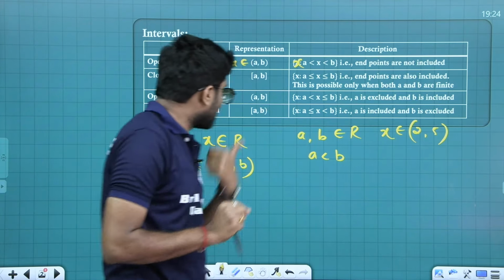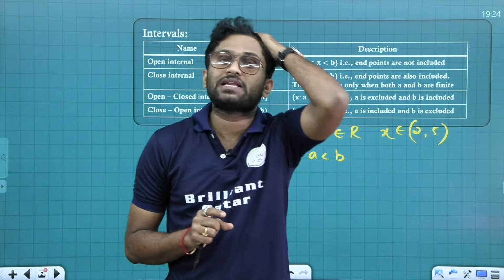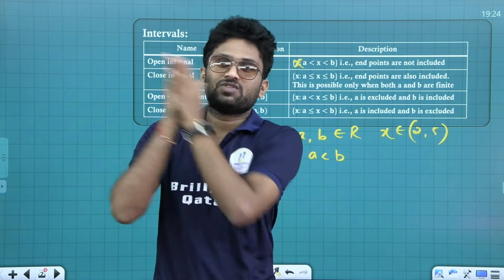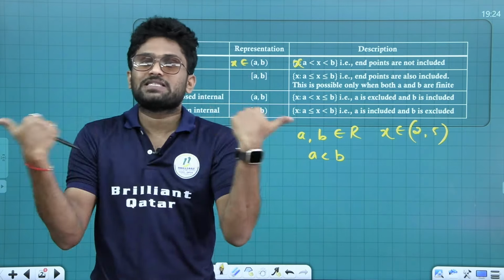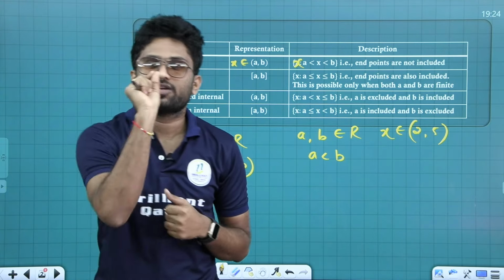So first case, if x belongs to open a to b, then x takes all the real numbers which lie in between a and b, except the extremes. That means a is not included. In the same way, b is also not included.